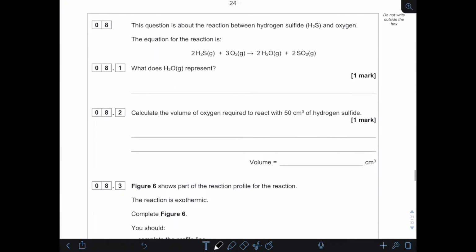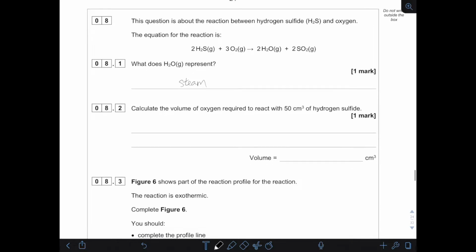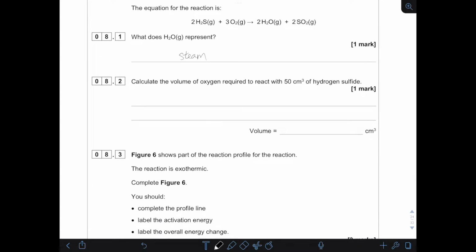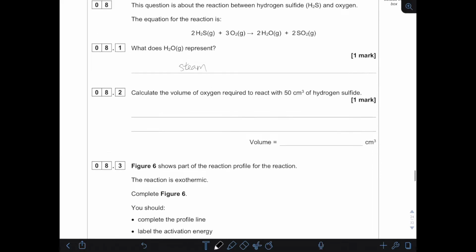Question 8. This question is about the reaction between H2S and oxygen. So what does H2O gas represent? Steam or water vapor or whatever you want to call it. I normally just use steam because these are high temperature reactions. Calculate the volume of oxygen required to react with 50 cm³ of hydrogen sulfide.